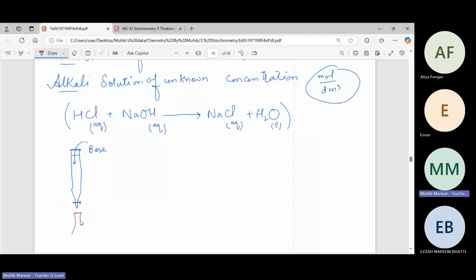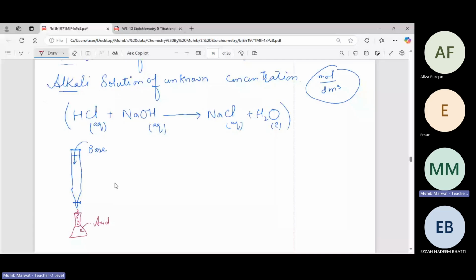Similarly, in the conical flask, we will take acid of known concentration, right? We will be adding an indicator in order to detect the color change, in order to detect the endpoint or the point of neutralization, right? So after opening the stopper, the base or alkali molecules will gradually fall into the acid and will react with the acid to neutralize, to make salt and water.